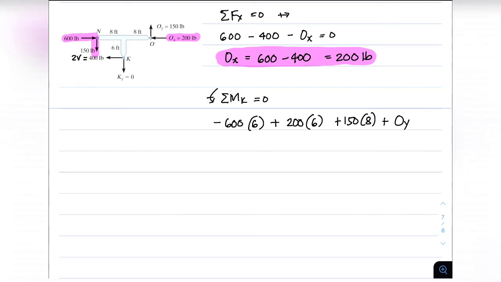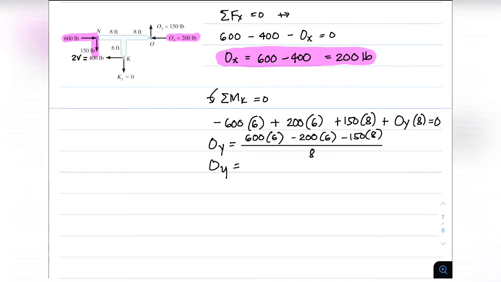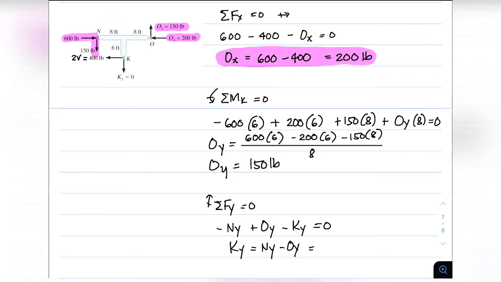Taking the moment at point K equal to 0, counterclockwise positive, will give us negative 600 times 6 plus 200 times 6 plus 150 times 8 plus Oy times 8 equal to 0, giving us the value of your Oy equal to 150 pounds. Summing the forces vertical equal to 0 will give us negative Ny plus Oy minus Ky equal to 0. Since our Ny and our Oy have the same value, then the value for Ky is equal to 0.